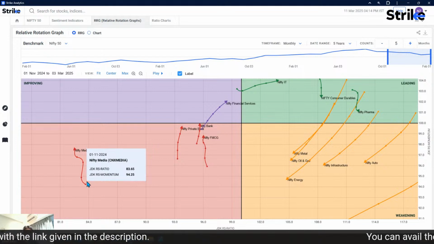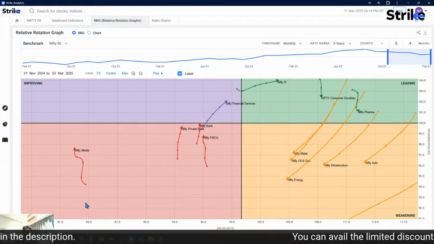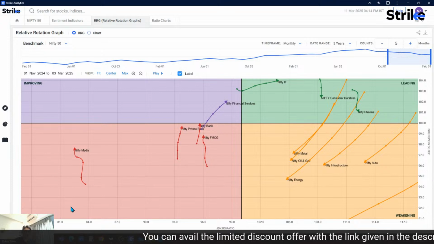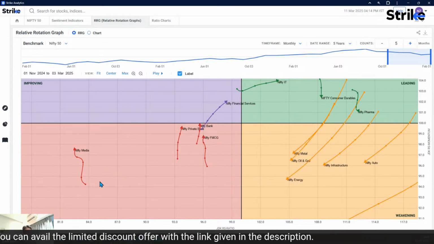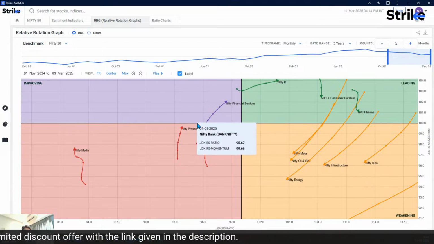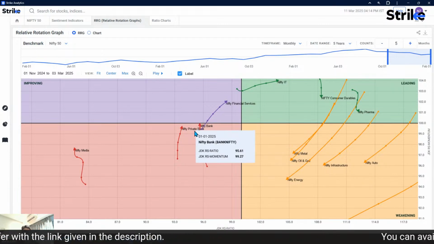It's already lagging. How much more can it underperform? It can become zero, right? So you can place some bets over here with very tight stop losses. All right, and maybe it can just explode. Maybe something positive comes out for it.